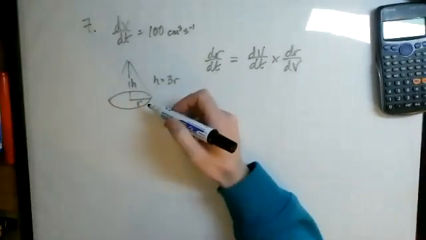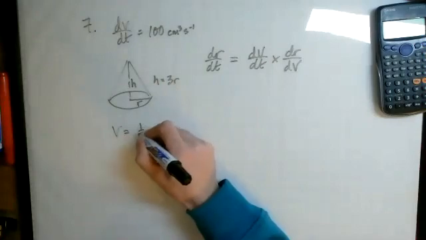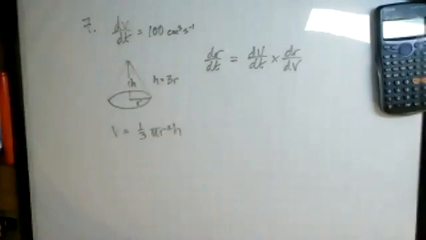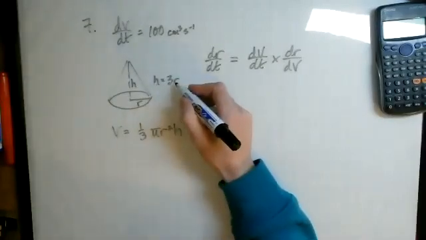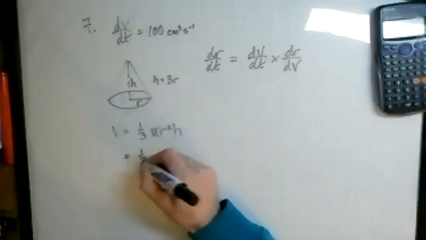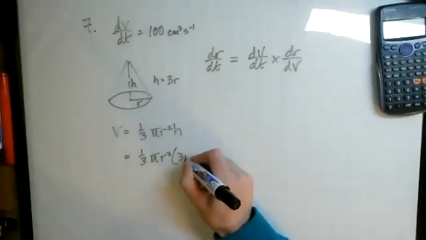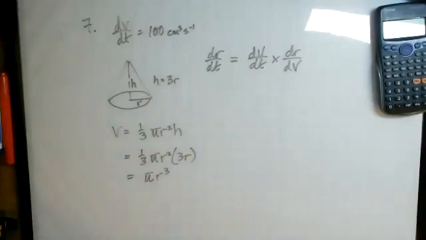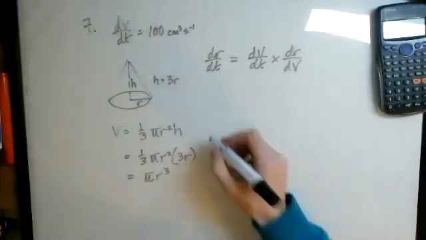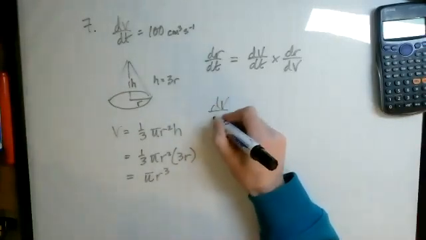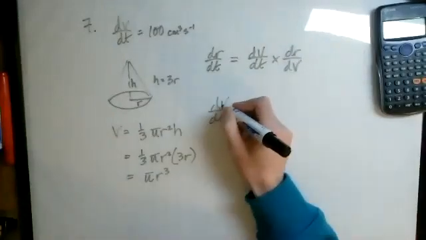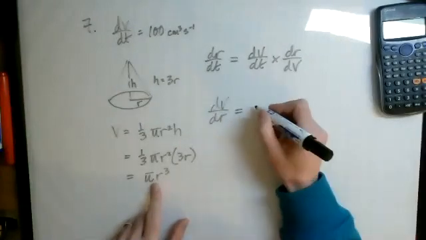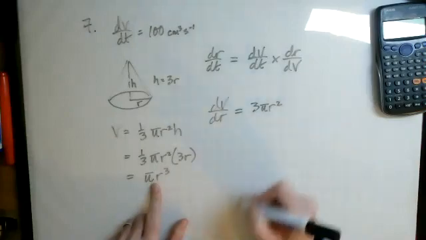The formula for the volume of a cone is V = 1/3 pi r squared h. Now h equals 3r, so V = 1/3 pi r squared times 3r, which is pi r cubed. So we need dV/dr. Differentiating pi r cubed gives 3 pi r squared.